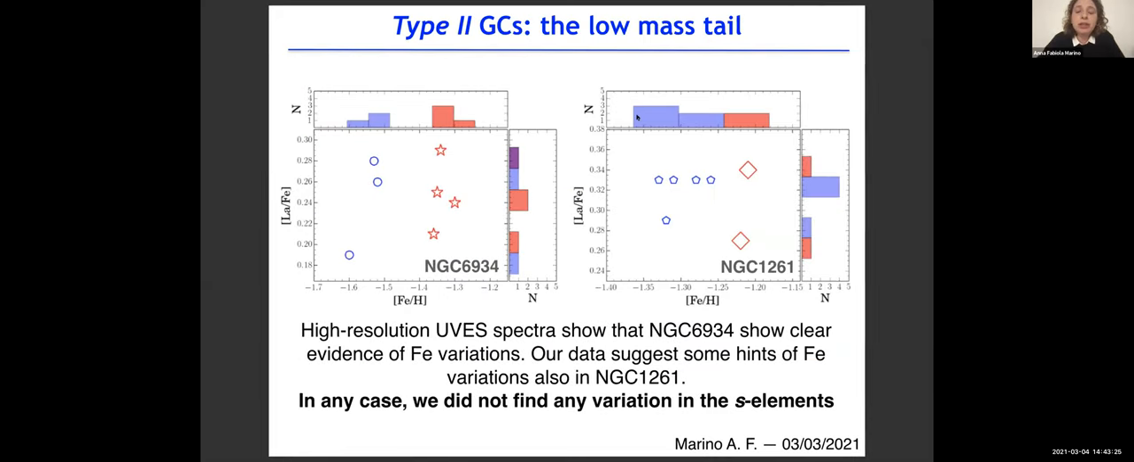This is another plot that shows you the same result. But here you can see that, similarly to the other type 2 globular clusters, also these two clusters have variations in metallicity, and right in the same direction that is observed in the other type 2 clusters. So red stars are basically metal rich, but we do not have any variation in lanthanum, which is an s-process element.